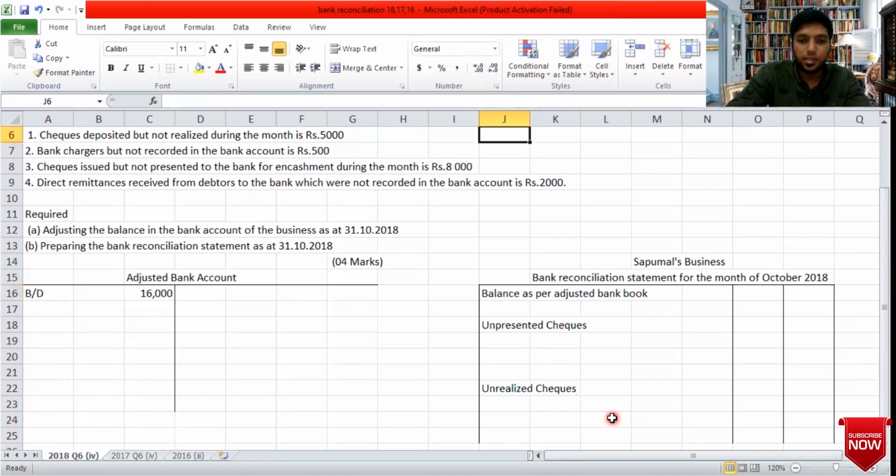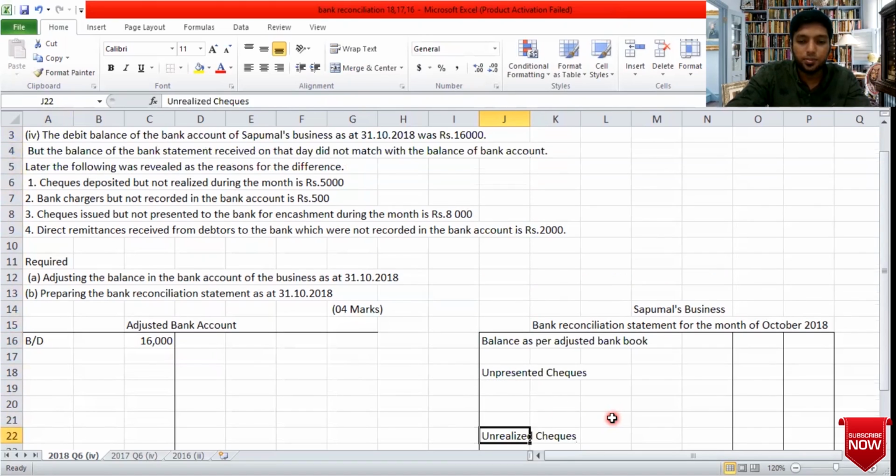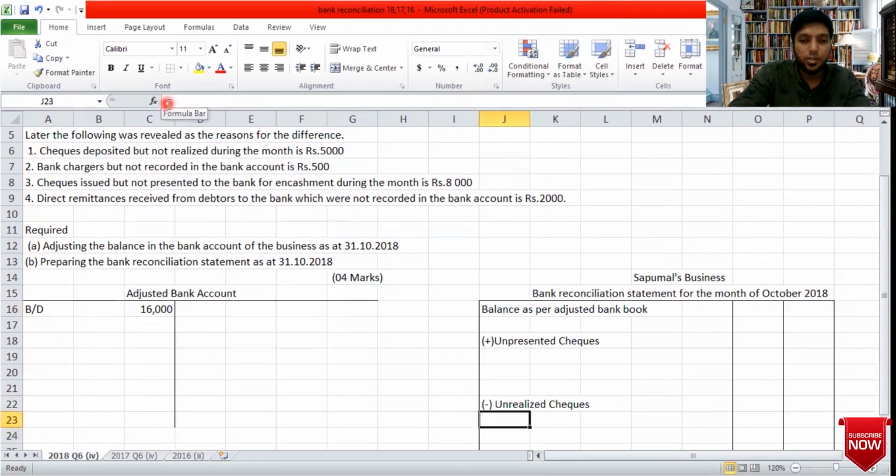So unpresented checks and unrealized. Unrealized should be a deduction. Unpresented should be an addition. Right? So now, how much is unrealized check?